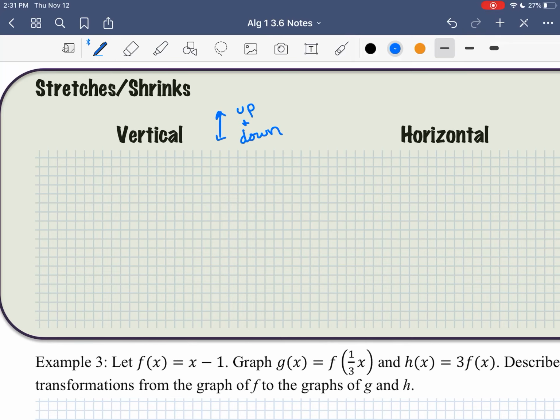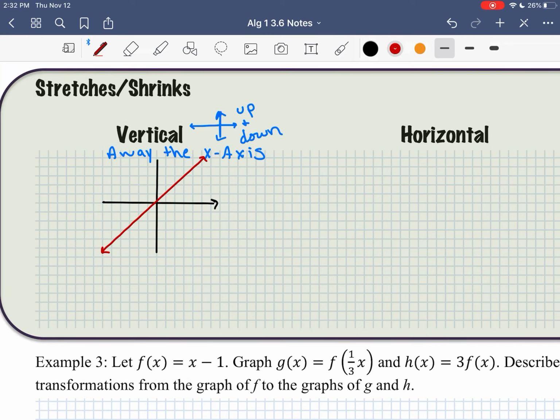So vertical, since we're pulling it up and down, we're actually going to be pulling it away or towards the x-axis. Okay, so that's what's going to change, is its distance from that x-axis. So it's going to be pulled away or towards that x-axis. So let's go ahead and look at our parent. All right, so let's do our traditional parent that we've been dealing with, f of x equals x.